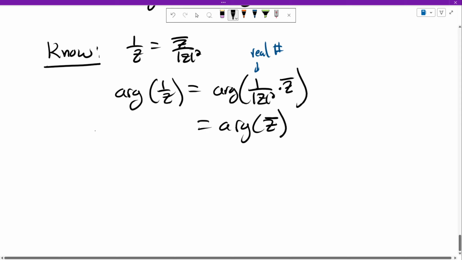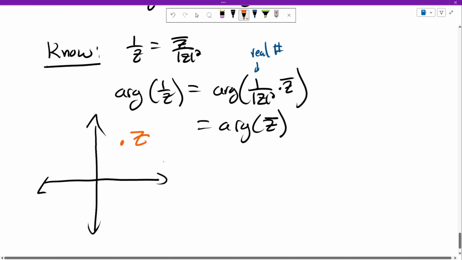And if we were to draw a picture, and we were to put z somewhere, z bar negates the imaginary part, or it's reflecting in the real axis. It means the same thing. So, in particular, the argument of z bar is also negative the argument of z, as we found already. And this is just an alternate way of going about it.